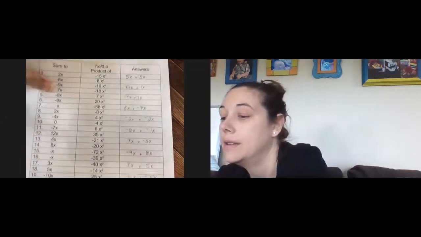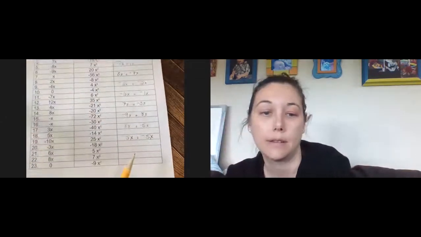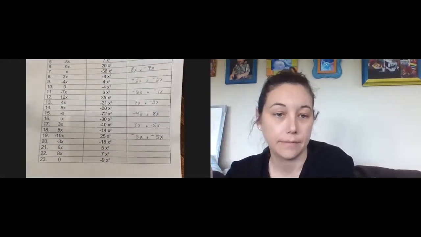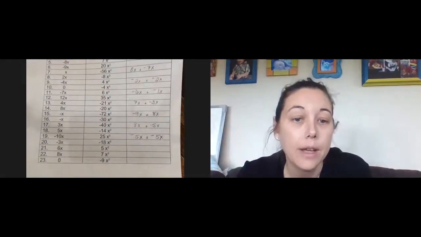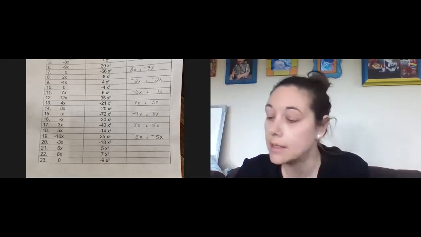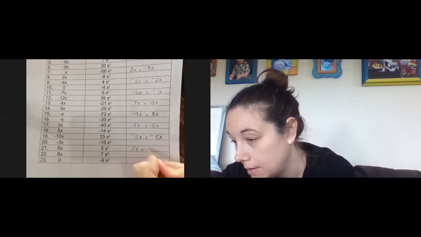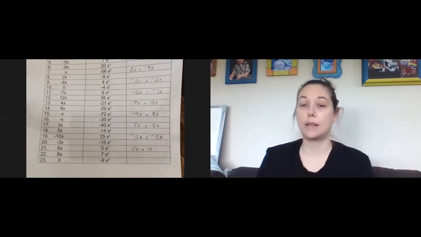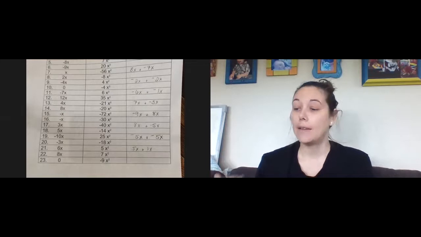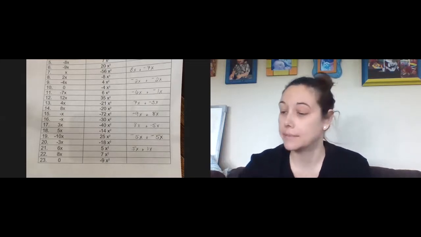5x squared, some factors of that. So we've got a positive and a positive. That means we'll have 5x and 1x. 5x times 1x is 5x squared, and 5x plus 1x is 6x.